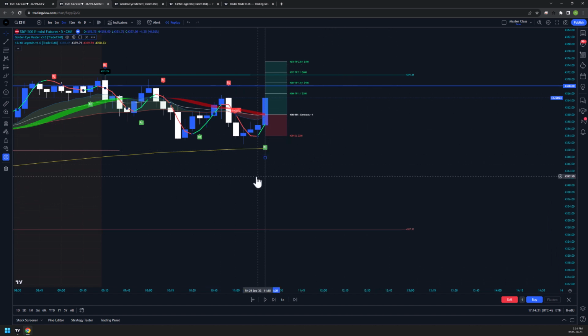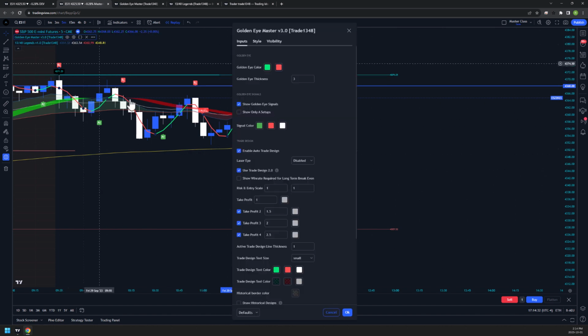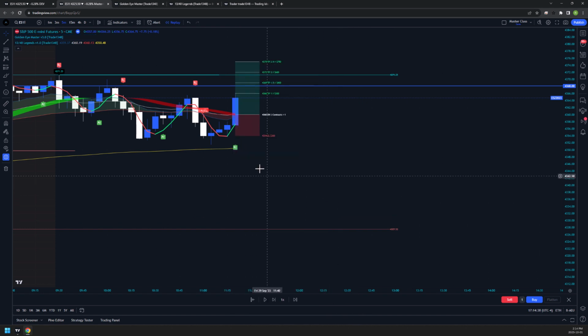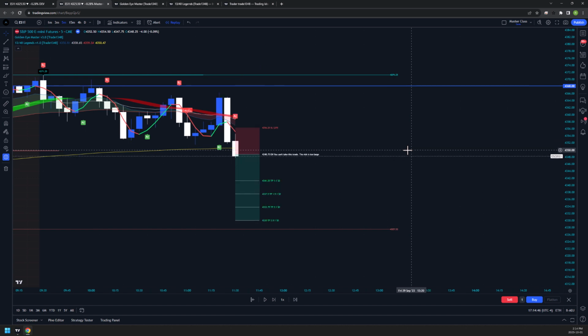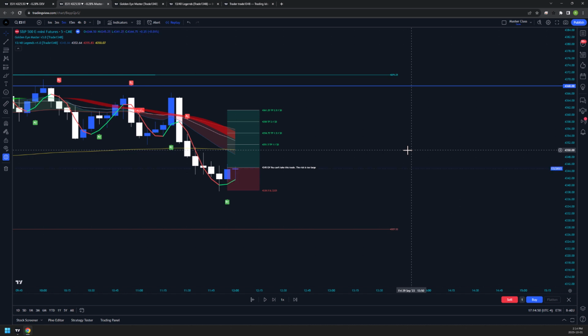This can get a bit annoying, so just know that this is an issue and I can't really do anything about this. This is a TradingView problem. So if you don't like this, turn this feature off, use it for backtesting, use it for whatever else, right? And if you do want that feature and you're okay with moving that line, then leave it on and move that line. It's up to you, it's your preference. You see now it just gives me the trade designs automatically.